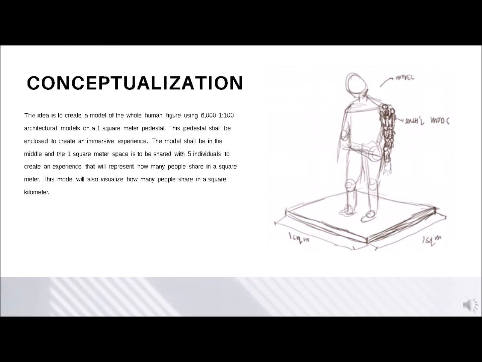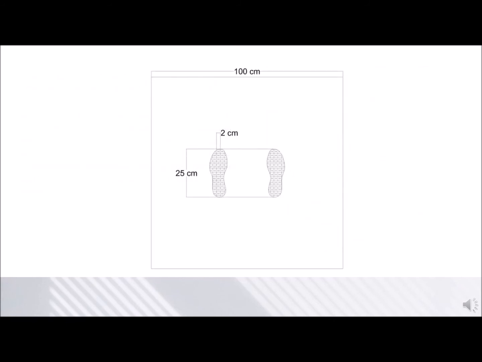Conceptualization. The idea is to create a model of the whole human figure using 6,000 1 by 100 architectural models on a 1 square meter pedestal. This pedestal shall be enclosed to create an immersive experience. This model shall be in the middle, and this 1 square meter space is to be shared by 5 individuals to create an experience that will represent how many people share in 1 square meter. This model will also visualize how many people share in 1 square kilometer. Here is a visualization of the models.